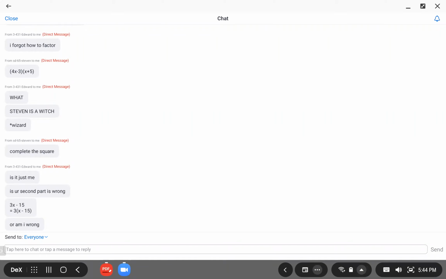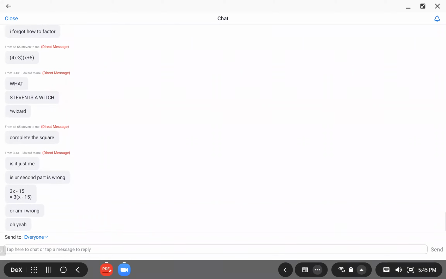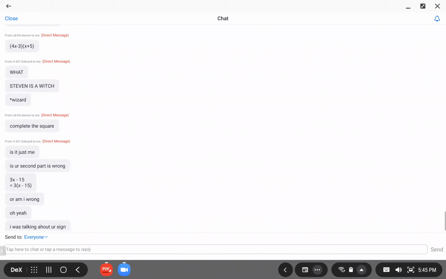Okay, so my second part is wrong. Okay, Edward. 3x minus 15. Even if we were doing, because we're not doing 3x minus 15, we're doing negative 3x minus 15. And even if we were doing 3x minus 15, 3x minus 15 is 3 times x minus 5, not 3 times x minus 15. Then we would get 3x minus 45, which doesn't multiply out.